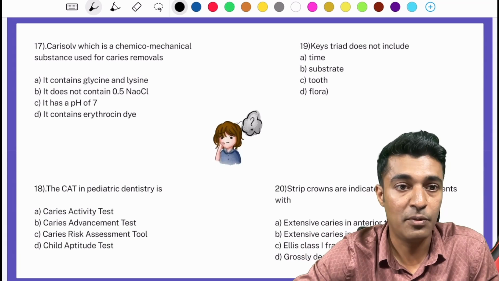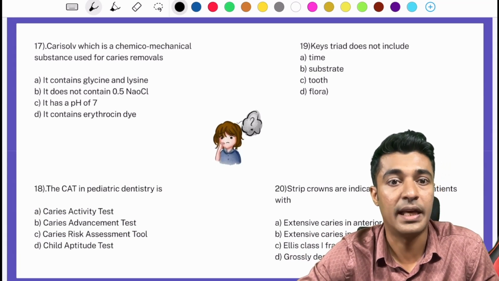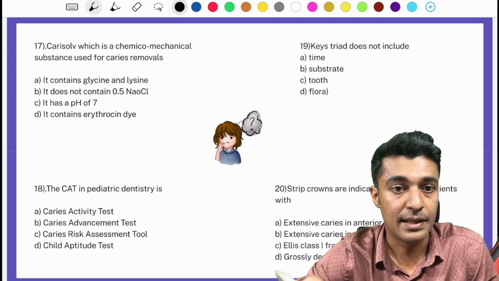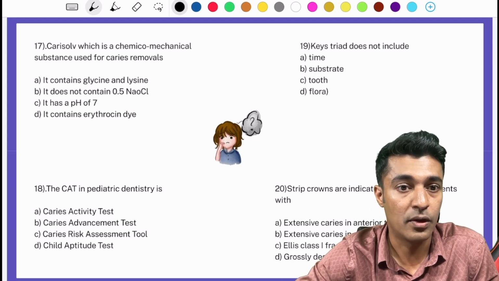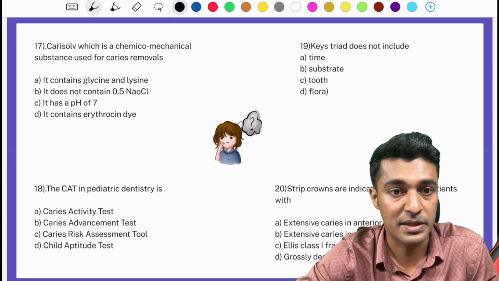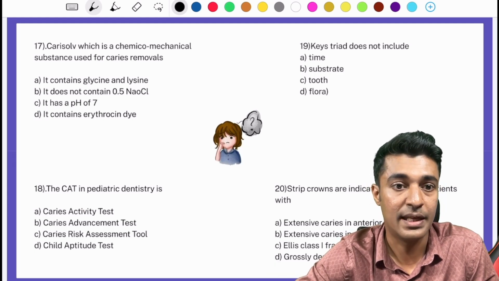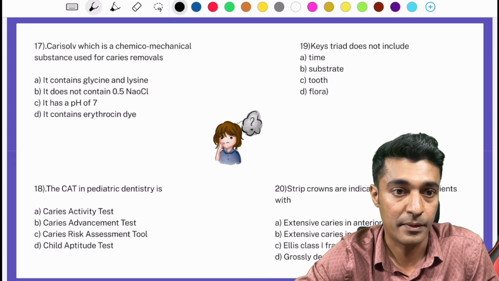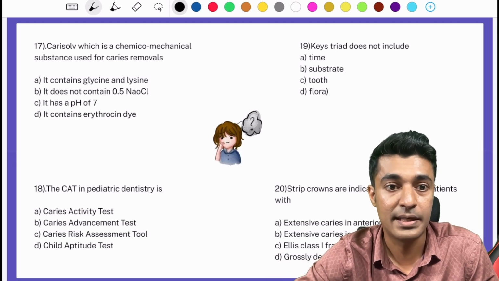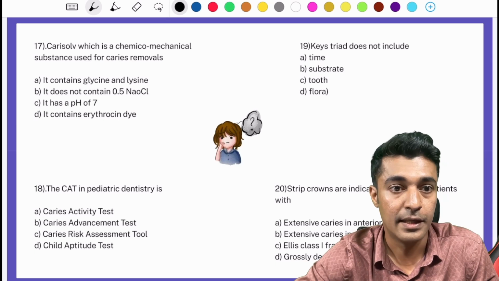Carisolv, which is a chemomechanical substance used for caries removal, contains glycine and lysine. It does not contain 0.5 mg sodium hypochlorite. It has a pH of 7. It contains erythrosine dye. So the option is not D because erythrosine dye is seen in Papacarie. No, erythrosine dye is seen in Caridex.